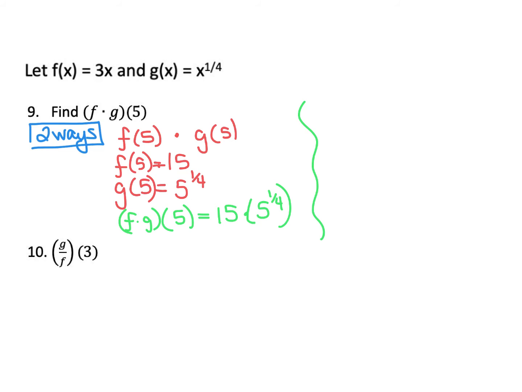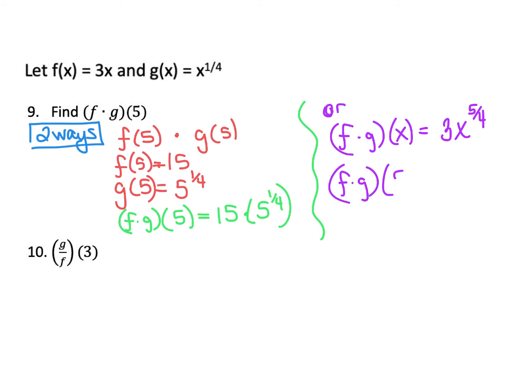There is, of course, another way to do this, and it would be to plug in 5 into the composition, or excuse me, into the multiplication of the two functions. So we did that just a second ago on a previous slide. We multiplied the two together, and we got that it was 3x to the 5/4. So you could then plug 5 in, which would be 3 times 5 to the 5/4. Takes a little bit more work to get us to the answer in this scenario.